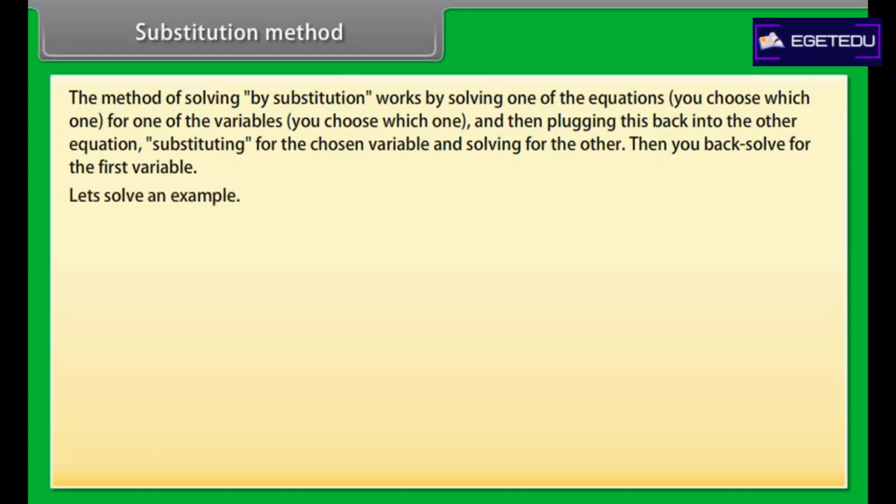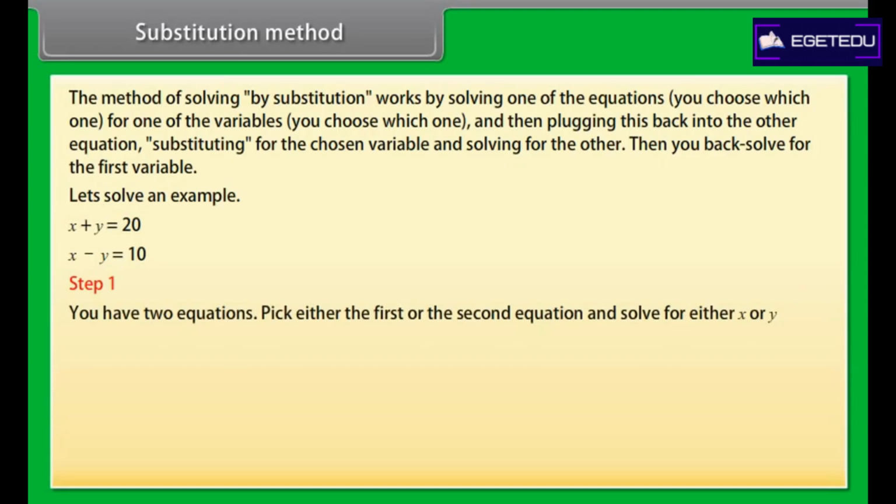Substitution method. The method of solving by substitution works by solving one of the equations, you choose which one, for one of the variables, you choose which one, and then plugging this back into the other equation, substituting for the chosen variable and solving for the other. Then you back solve for the first variable. Let's solve an example.